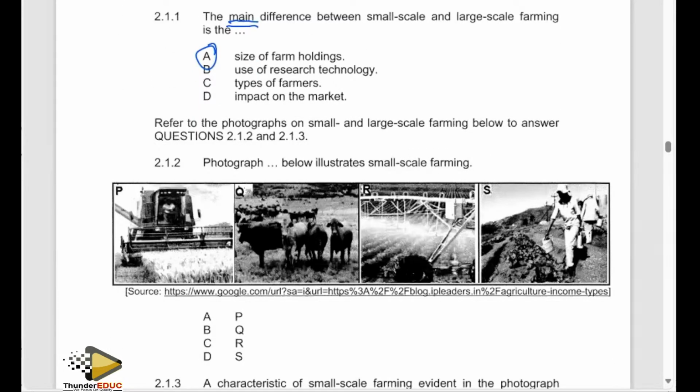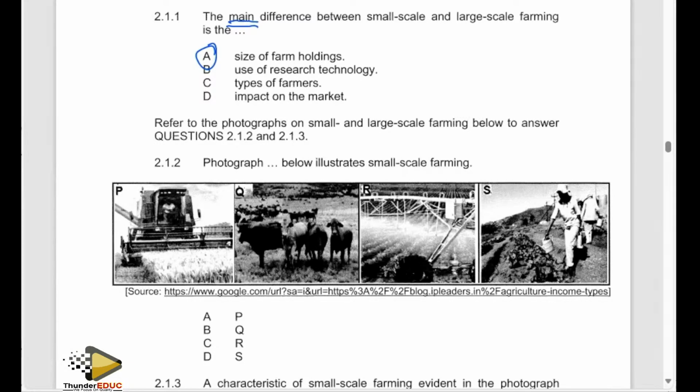In this instance, the major difference here is the size of farm holdings. That is the main difference. What differentiates small scale and large scale is the size of the farm holdings. Small scale uses smaller farm holdings, while large scale uses large holdings of land. Right, we go to the next question, 2.1.2.